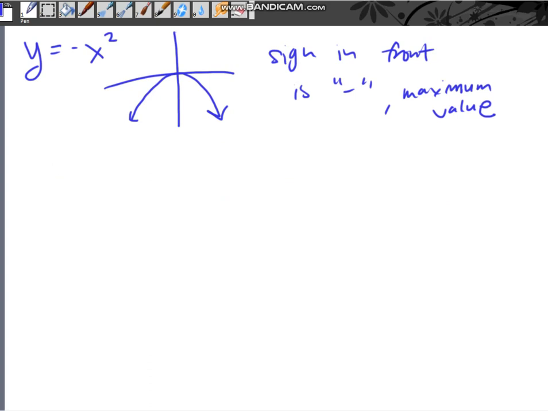Right. So here is an example of how this type of problem will work. Let's say I'm given y equals negative x squared minus 8x plus 20. Let's say we want to complete the square to find the maximum value for this parabola. We know it's going to be a maximum because there's a negative coefficient in front here.